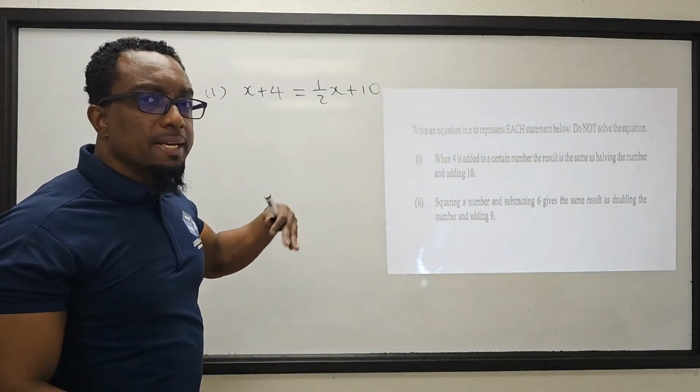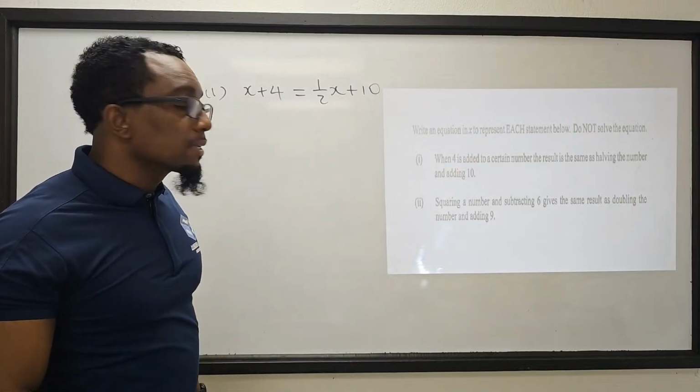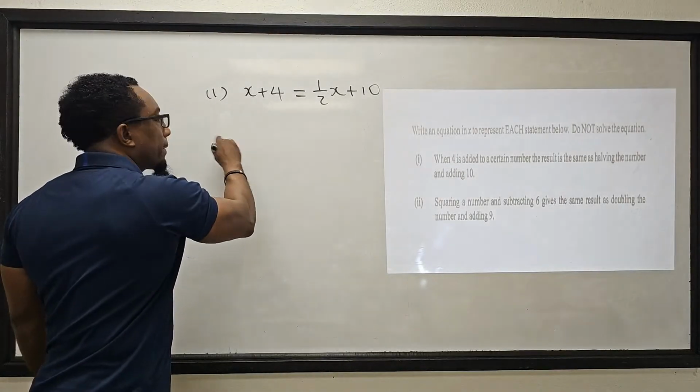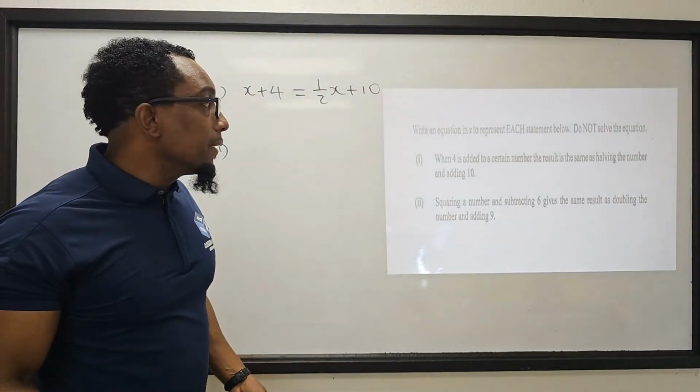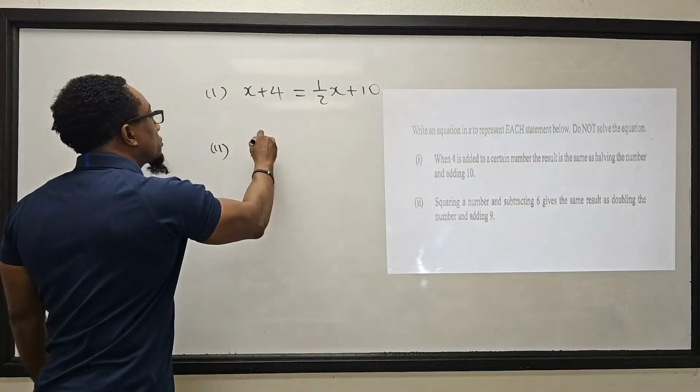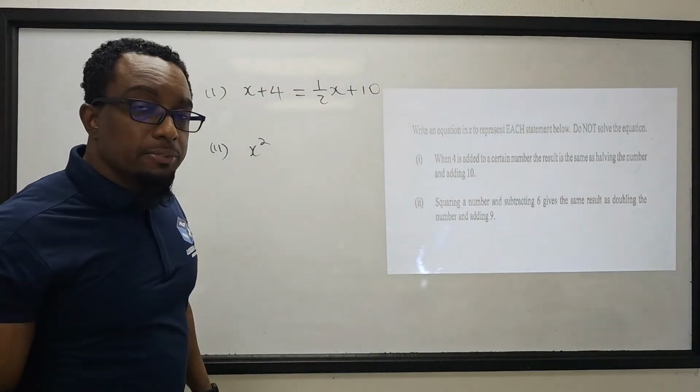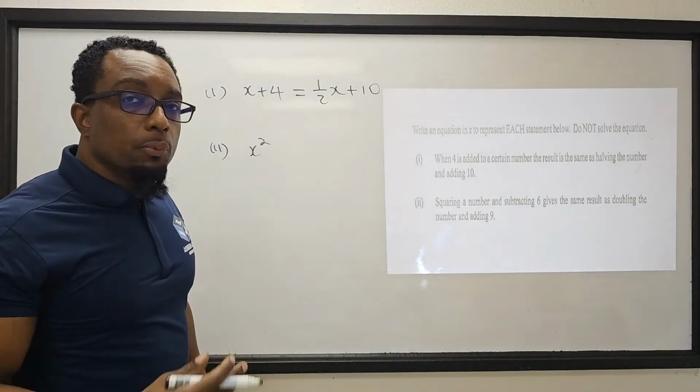So you can see questions like this. These are all CSEC past paper questions. Part 2. Squaring a number. We don't know the number, but squaring a number is writing that number as x squared. Let's assume the number is x. So we're going to square x.